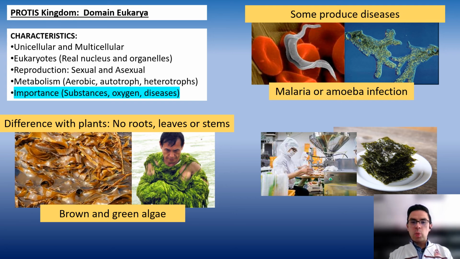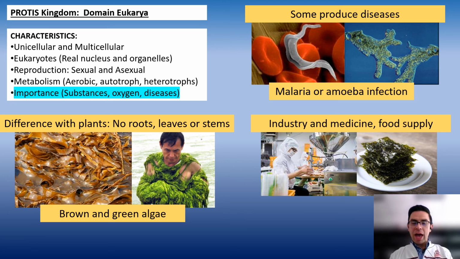Another importance will be in the industry. Some components of these products will be used to create medicine and food supply. For example, some algae are known to have a very high content of protein, and also biotechnology could use them to produce fuels, energy, or even bioremediation, which means neutralizing some pollutants in the natural world.